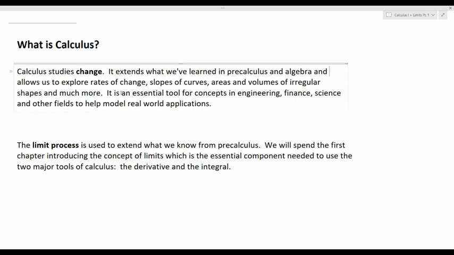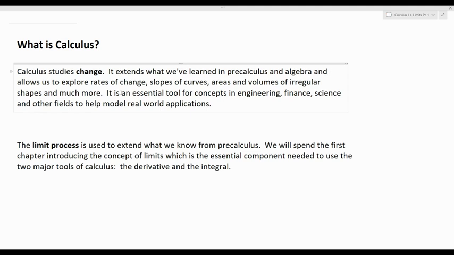It is an essential tool for concepts in engineering, finance, science, and many other fields that can be used to help model real-world applications. Calculus was created as a tool for other areas, especially physics, and you can learn a little bit if you do some research about the history of calculus and the debate over who really discovered, or not discovered, but created calculus.